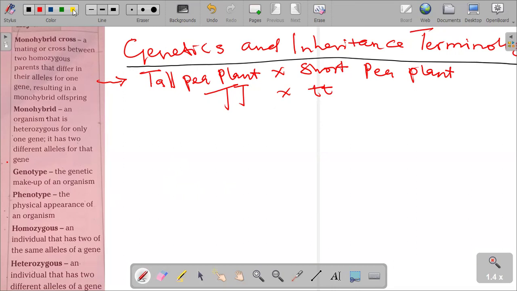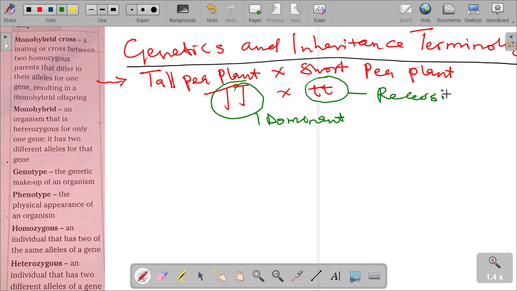So I just want you to see that this is called homozygous dominant, and this one is homozygous recessive. Both of them are homozygous, meaning that the two alleles that are there are the same, they have the same strength. So we mean to say they are homozygous. That's what it is.